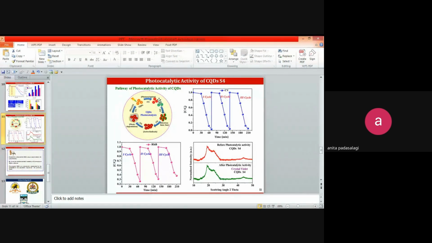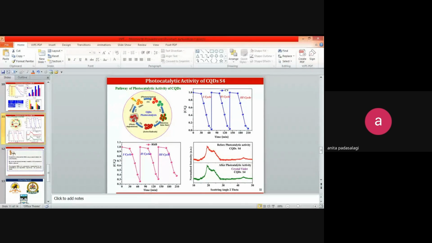Some of the electrons are trapped by defects, which retards the rate of recombination, but some of the electrons are captured by dissolved oxygen, which produces superoxide radicals. Some of the holes left in the valence band, or the HOMO levels, react with adsorbed water molecules and produce hydroxyl radicals. These superoxide and hydroxyl radicals, as well as the electron holes left in the HOMO levels, act as active species and degrade the dyes, and this can be recycled.